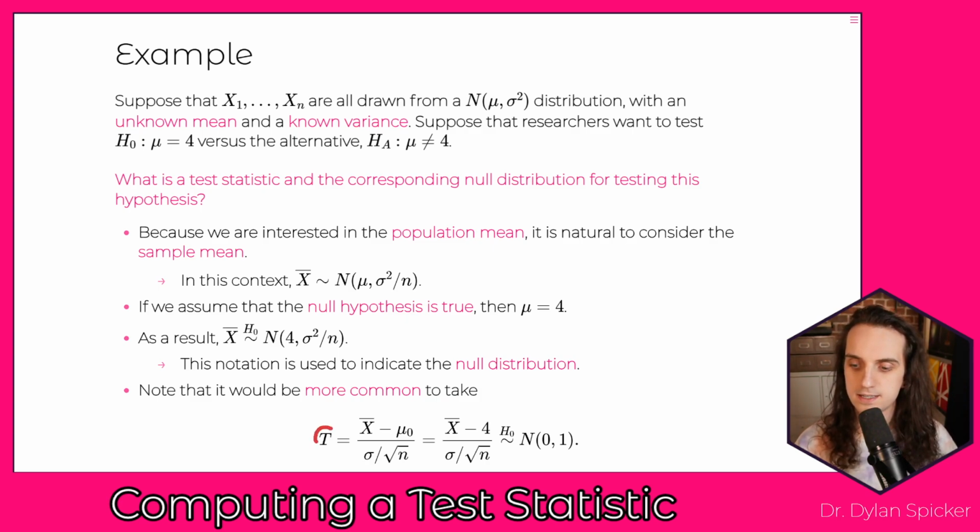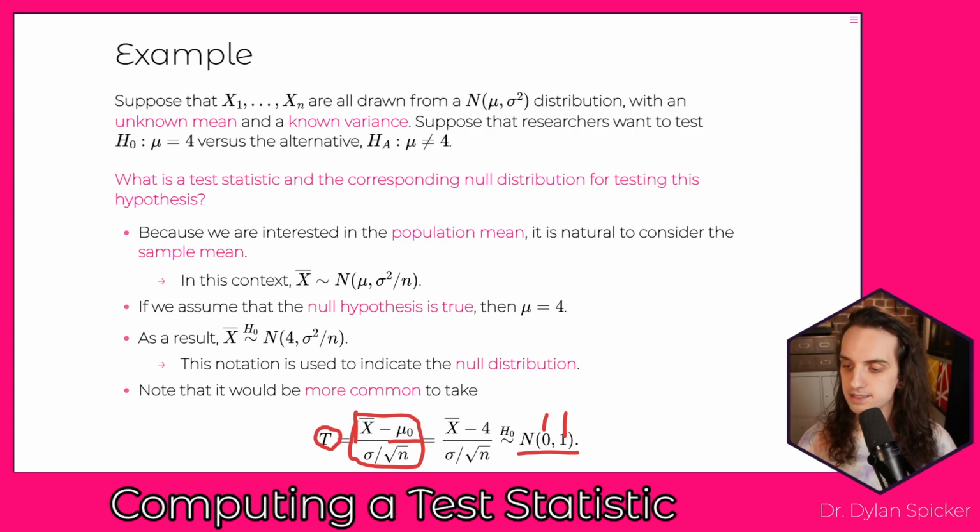So I'm introducing this test statistic that I'm calling T. What we do is take our sample mean, x bar, and subtract off the value under the null hypothesis. In this case, mu naught is equal to 4. And then we divide by sigma over the square root of n. The reason we like to use this statistic instead is that the null distribution ends up being a standard normal, a normal 0, 1. This is slightly more convenient because we don't need to worry about the mean and the variance being specific values.